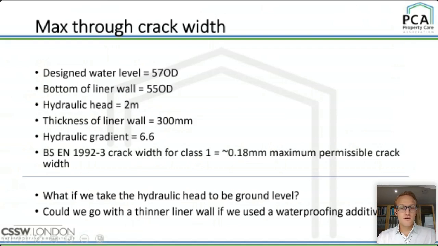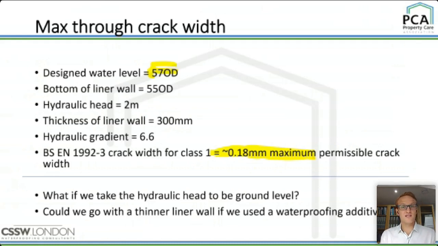Well, if you go to Eurocode 2 part 3 and you take this 57, that's what they took, you say that's the designed water level, and the bottom of the liner wall is at 55, your hydraulic head is 2 meters. 57 minus 55, 2. And your thickness of your liner wall is 300 millimeters. That gives you a hydraulic gradient of 6.6. And if you chuck that into your Eurocode 2 part 3, that tells you for class 1 watertight concrete, you have a 0.18 millimeter maximum permissible crack width. A little bit different to what they said, which is 0.2 millimeters.